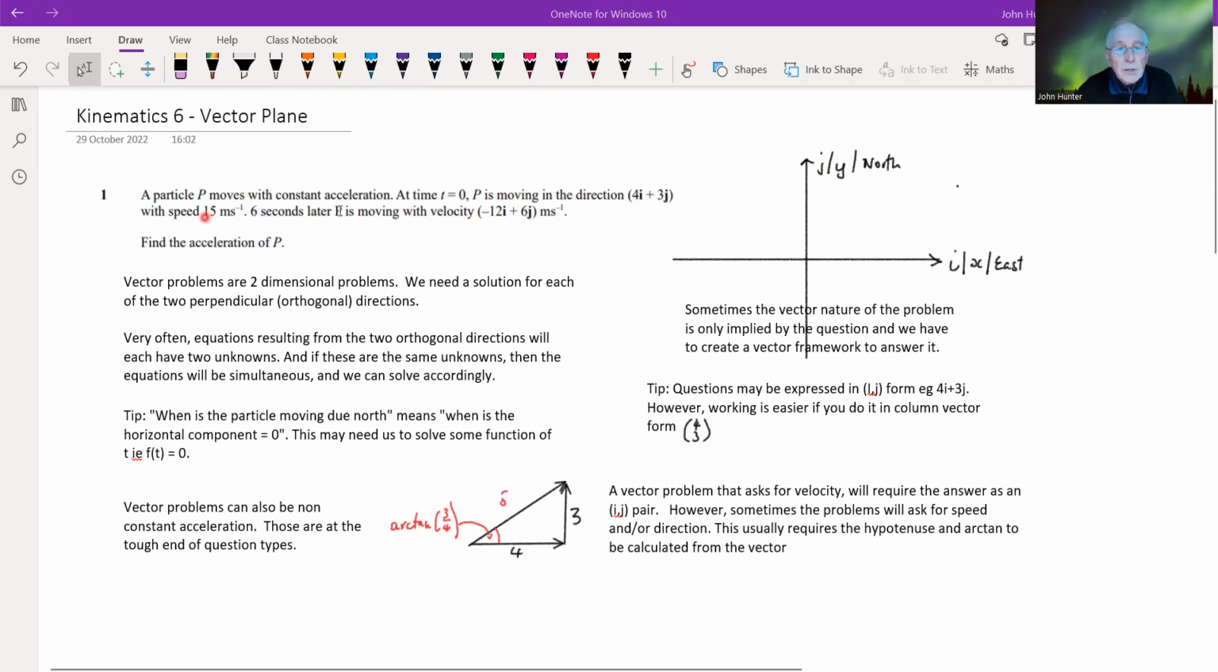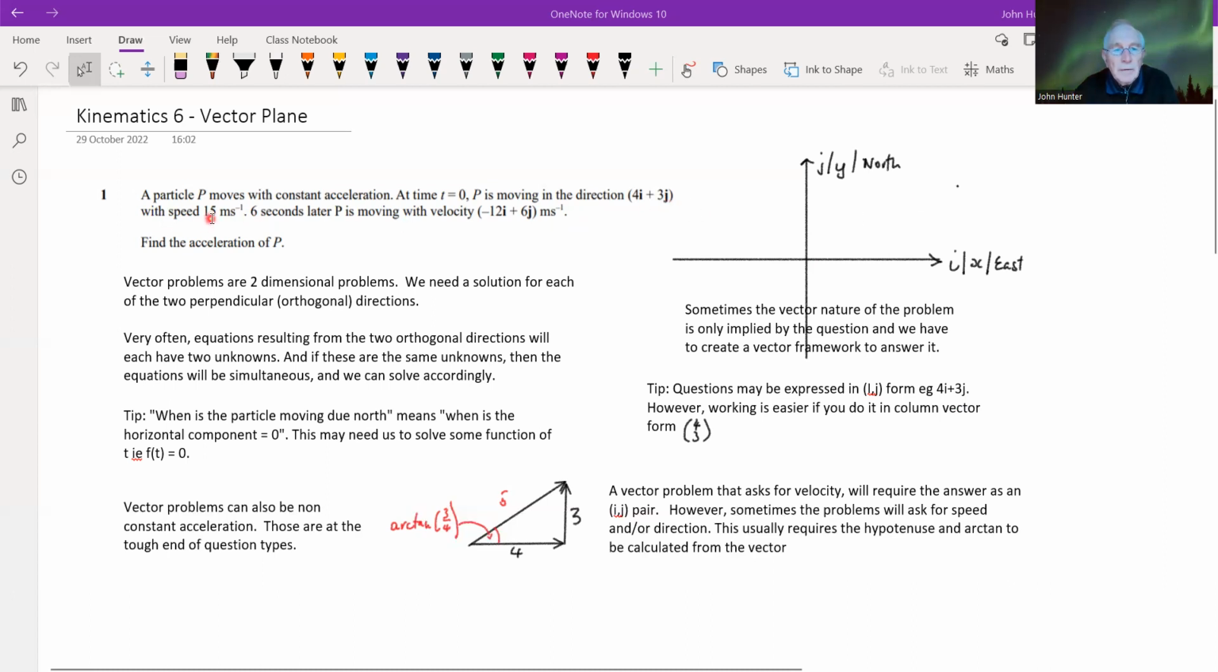So just an example, really, just to explain what we're talking about here. A particle moves with constant acceleration. At time t equals 0, P is moving in the direction 4i plus 3j. So that is a vector. Now we may have done vectors in pure maths, but quite simply it means that for any unit of time, it'll move 4 along in the rightwards direction and 3 up. So it's moving in this sort of diagonal up here.